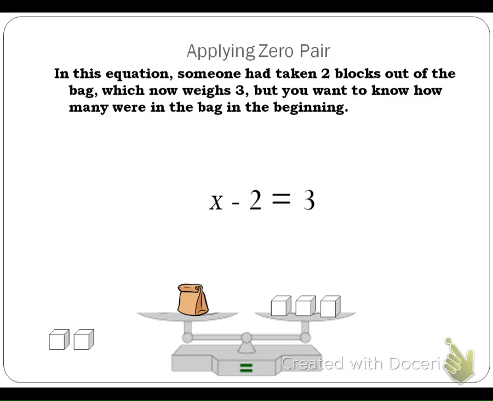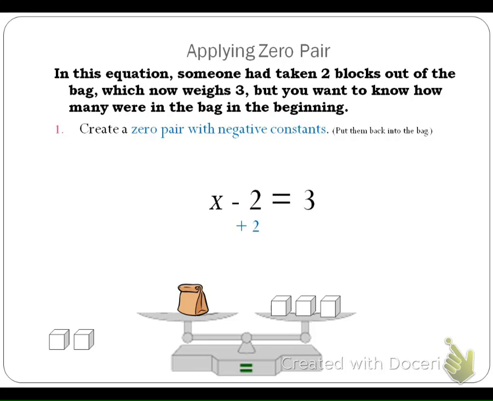In this equation, x minus 2 is equal to 3. Someone has taken 2 blocks out of the bag, which now weighs 3. But if we want to know how many were in the bag at the beginning, and that's our variable, then what would we have to do? You need to always create a zero pair with negative constants. So that x minus 2, if we want to get x all by itself, how could we make a zero pair with a negative 2?